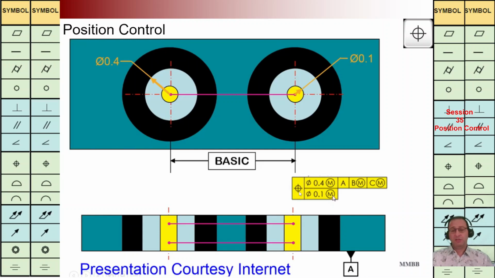This composite FCF is going to represent a small cylinder with a diameter of 0.1, and we don't have any reference plane here, as we can see. It means we are going to have two small cylinders with a diameter of 0.1, and those small cylinders can be located in those large cylinders. And center to center of the small cylinders should have the value of this basic dimension.